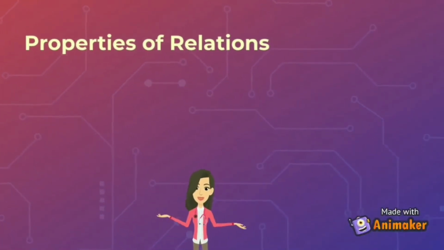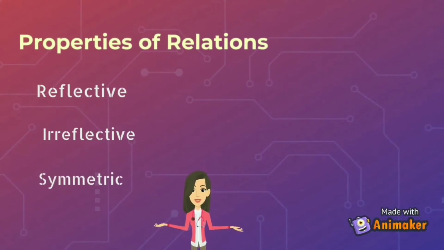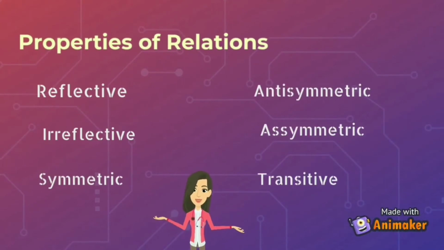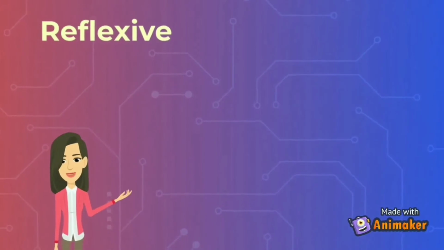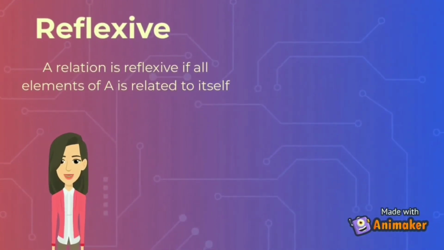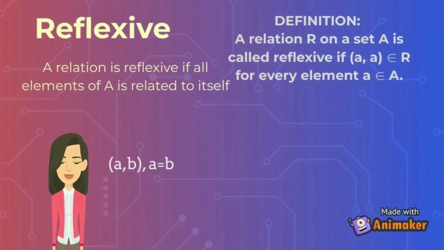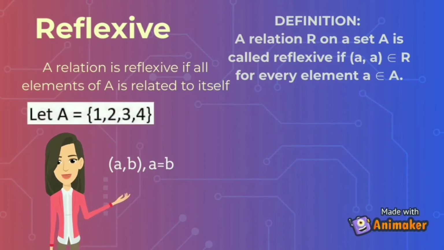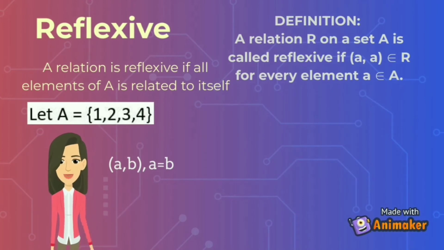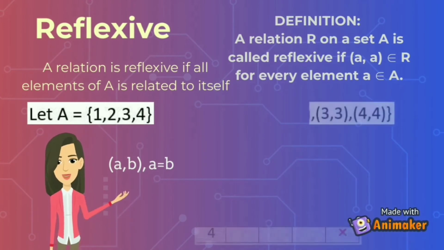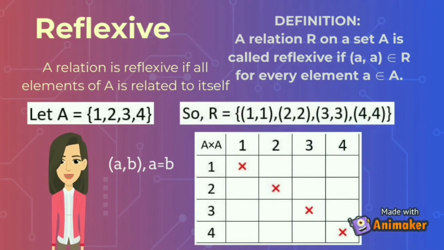Properties of relation. I'm going to talk about reflexive, irreflexive, symmetric, antisymmetric, asymmetric, and also transitive. Let's see what is reflexive. To know if a relation is reflexive or not, our R must consist of all pairs where the first element and the second element in the pair are equal to each other. Let's say that we have set A, which is {1, 2, 3, 4}. The reflexive relation of this set must have all of (1,1), (2,2), (3,3), and also (4,4). All of it must be inside of the R.